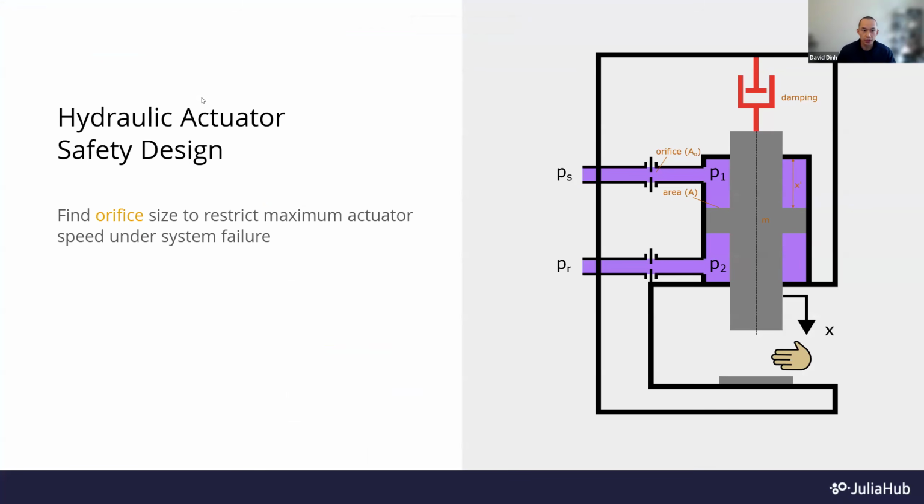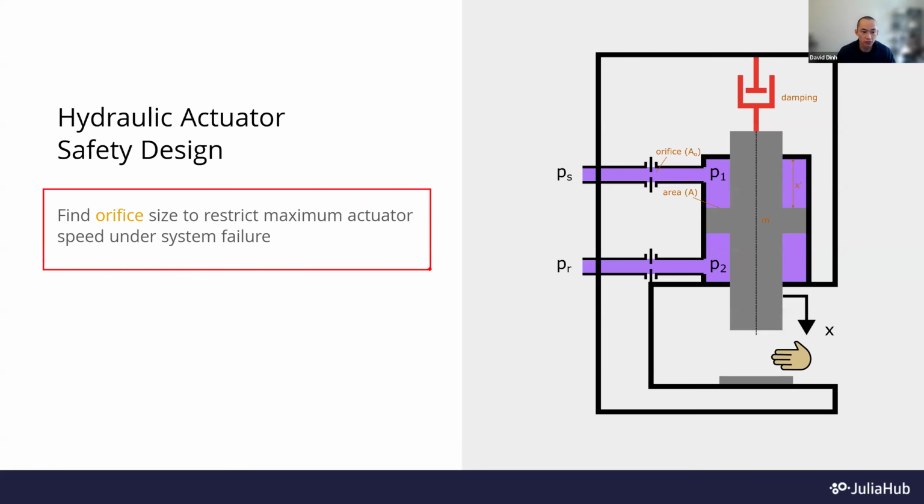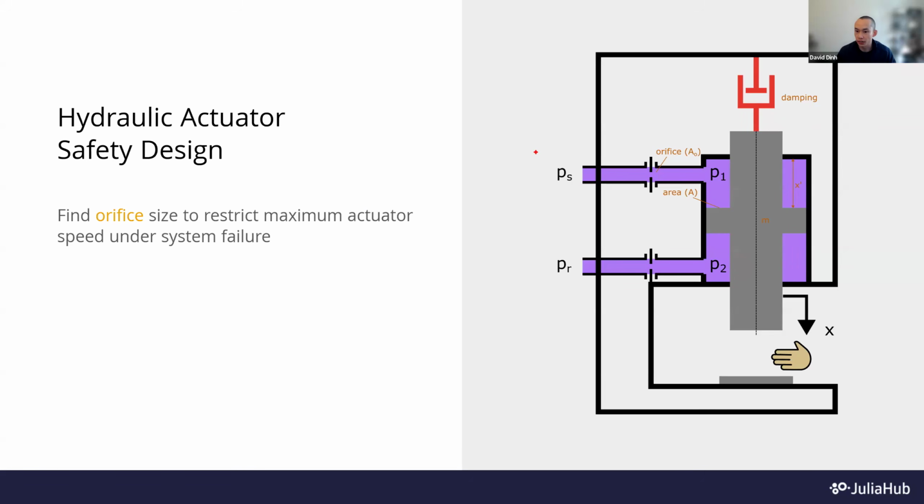Okay, great. So now let's go ahead and move on to the meat of what we're talking about today. The example problem we're going to be dealing with is a hydraulic actuator, and we're going to be viewing it from the perspective of safety design. What we're trying to do is find the orifice size necessary to restrict maximum actuator speed under failure. What we have over here is a hydraulic actuator on the right side.